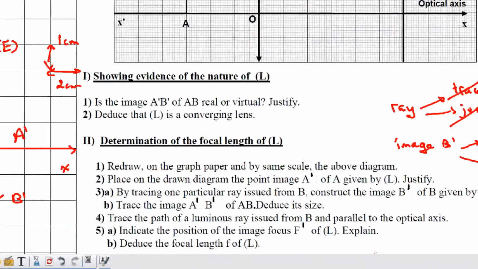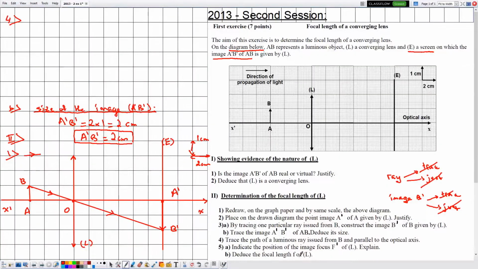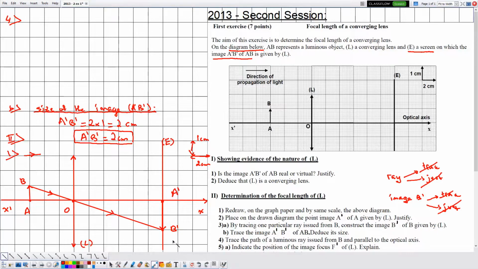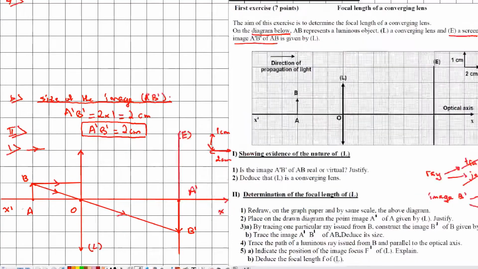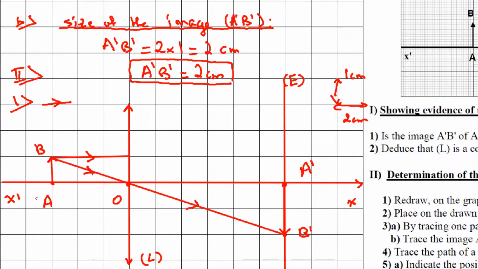Here, because they told me only to trace, there is no need to justify. We need to trace the path of a luminous ray issued from B and parallel to the optical axis. So we know that an incident parallel ray is always related to the image focus. However, in this case we don't know the position of the image focus.